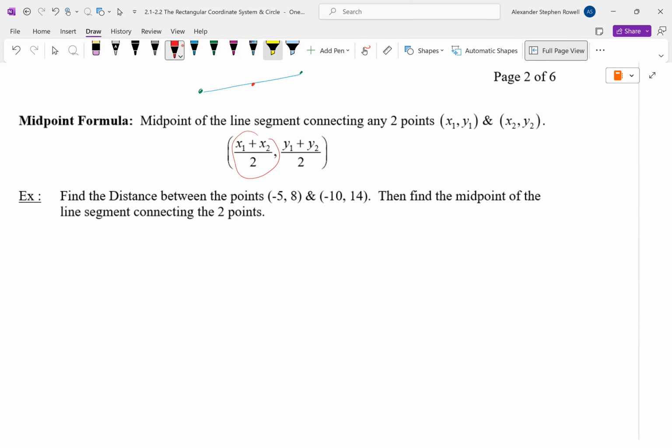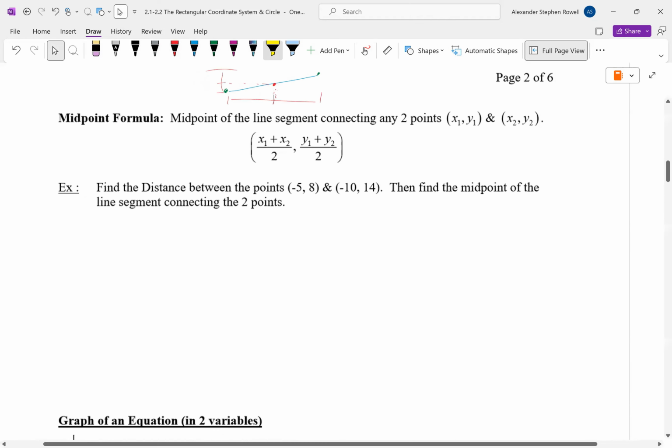Add them together and divide by the number of values, 2. We average the y values. The average of the horizontal distance would be here. The average of the vertical distance would be here. And we end up with this midpoint. Let's try applying both these new formulas to find the distance between (-5, 8) and (-10, 14).